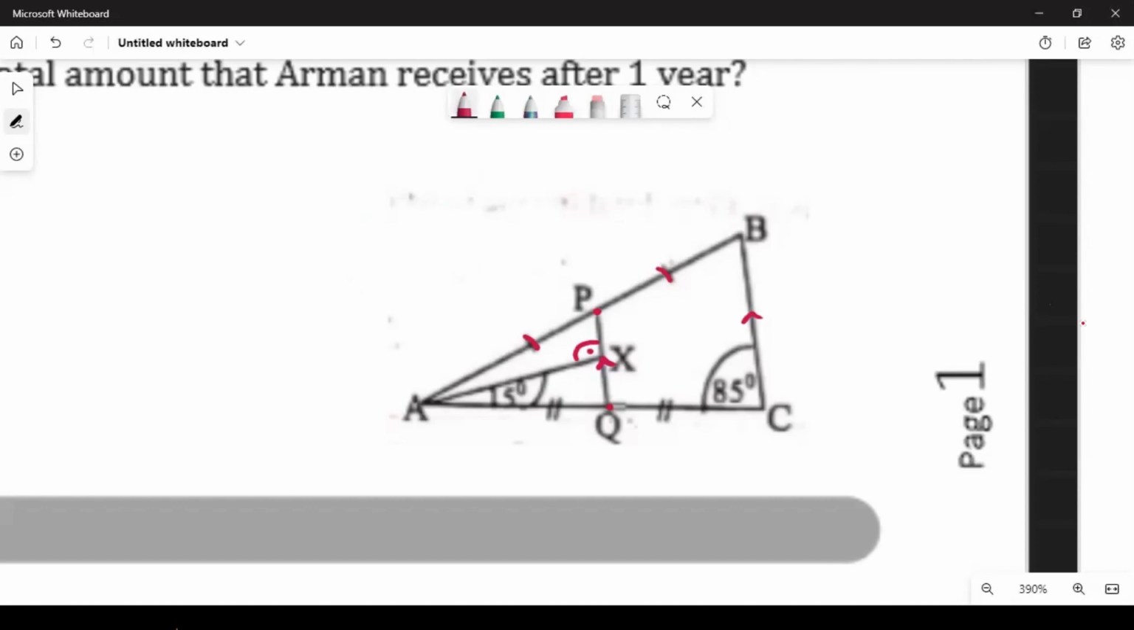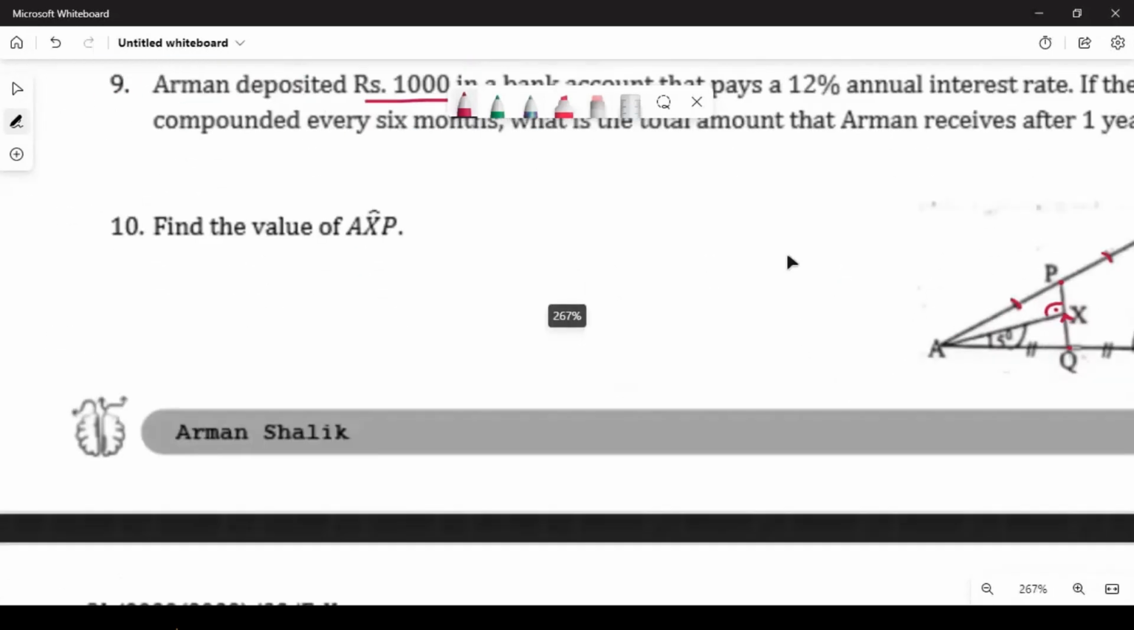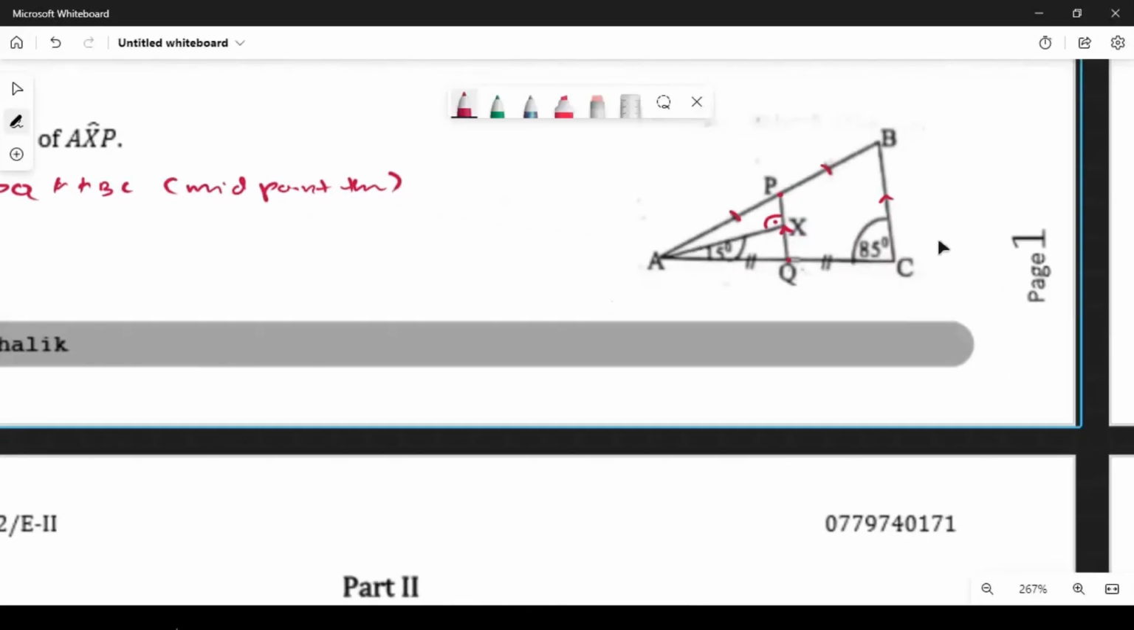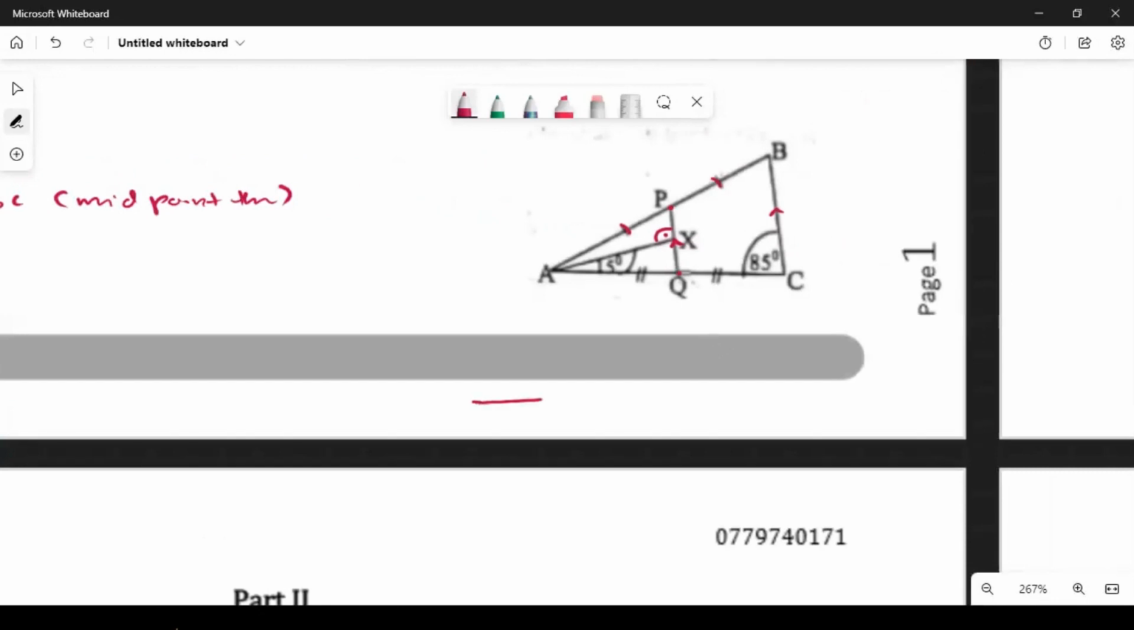If PQ and BC are parallel according to the midpoint theorem, I can write PQ is parallel to BC according to the midpoint theorem. You don't have to write the midpoint theorem, you just state the name. That's enough. According to the midpoint theorem, PQ is parallel to BC. So if those two straight line segments are parallel here, this is AQ, and here we have BC, and here we have PQ.